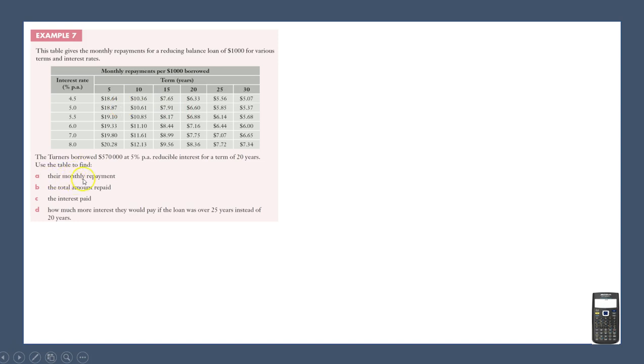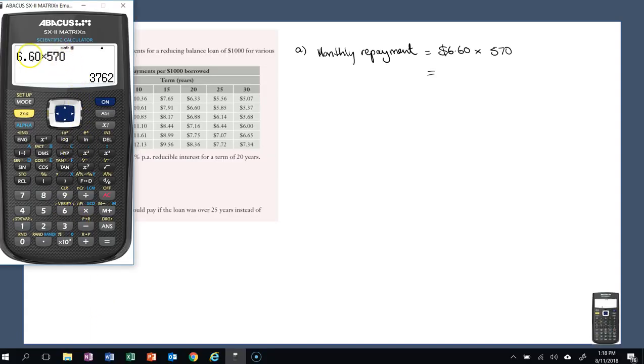Okay, part A says find the monthly repayment. So monthly repayment is our $6.60, 5%, 20 years, $6.60. We need to multiply that by 570 because the loan is 570,000, not 1,000. Then we'll go to our calculator. And you can see there, simply doing 6.60 times 570 is 3762.